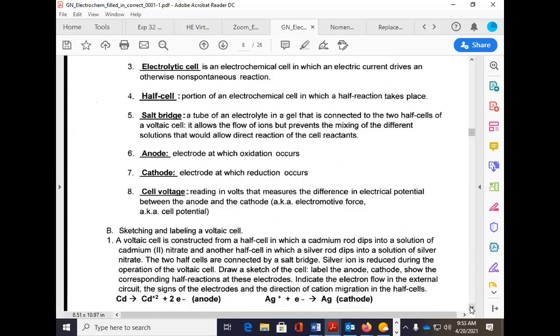Okay, you would start by showing your half reactions. You'd have to look at this problem and figure out the half reaction. So that's how you would start. And then you go back to your definitions and you would label the anode for the oxidation and the cathode for the reduction. So that's how you would start.